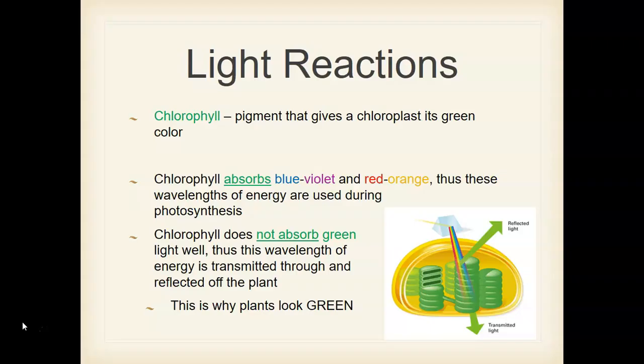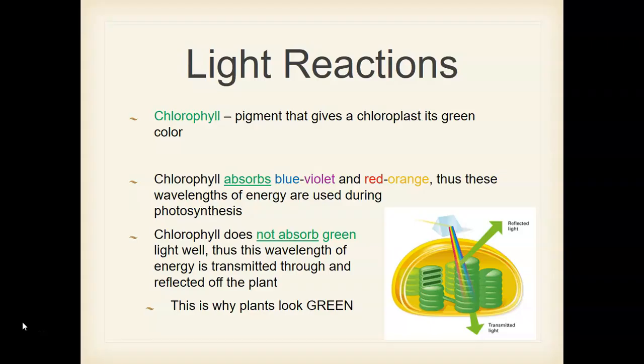Now, chlorophyll can't use the middle range, that green and even into the yellow range of the spectrum, so it's not going to absorb those wavelengths, it's not going to hold on to them, it's not going to keep that because it can't use it.